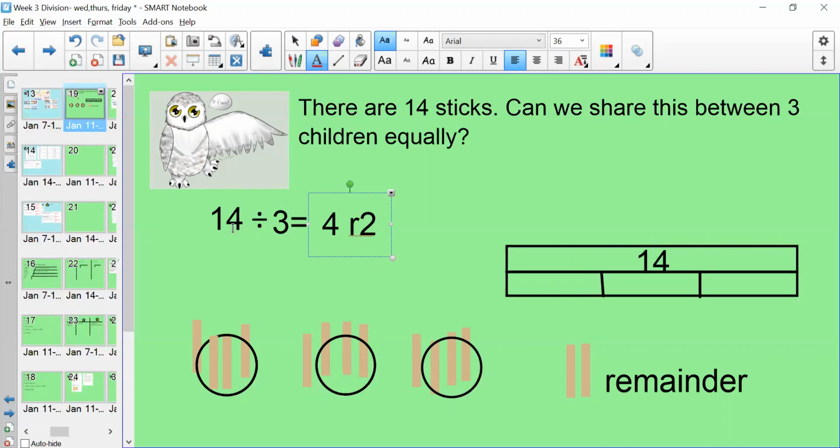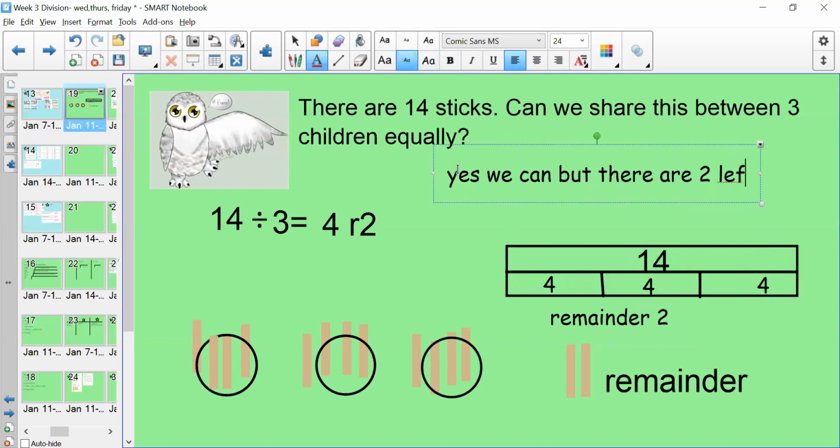So when you read the sum, you can see that 14 divided by 3 is 4, which is equal, and then there's 2 left over, the remainder. So in your bar model, you then could have written that each child gets 4 sticks. And then you could have written underneath remainder 2. And then your answer sentence, so can we share this equally between 3 children? We can, so yes we can, but there are 2 left over.